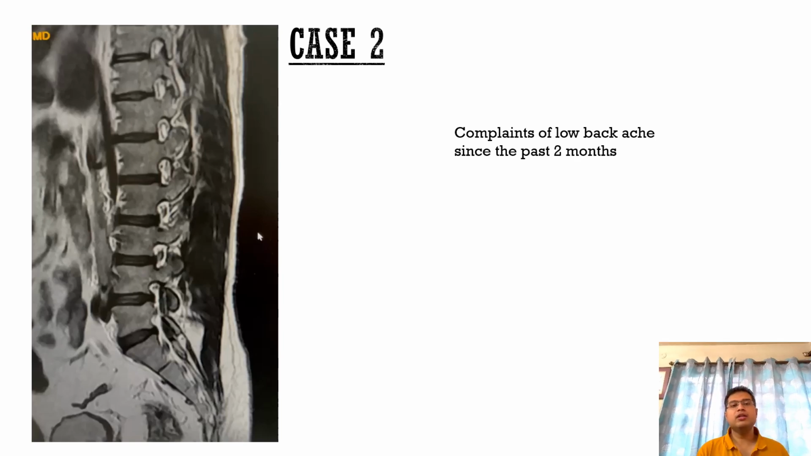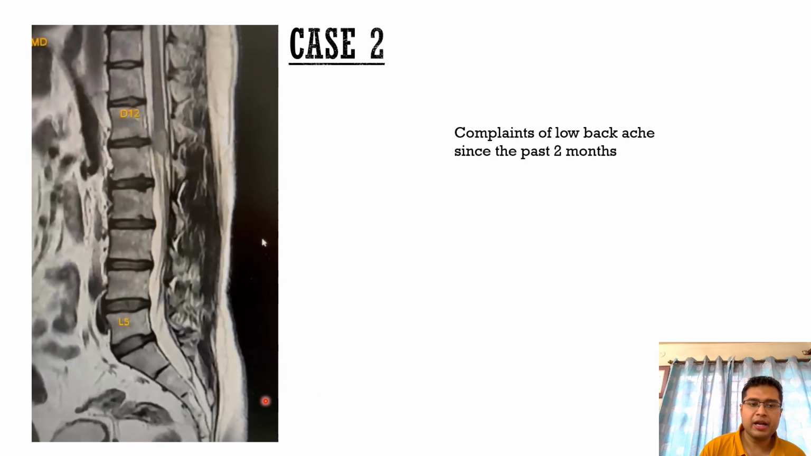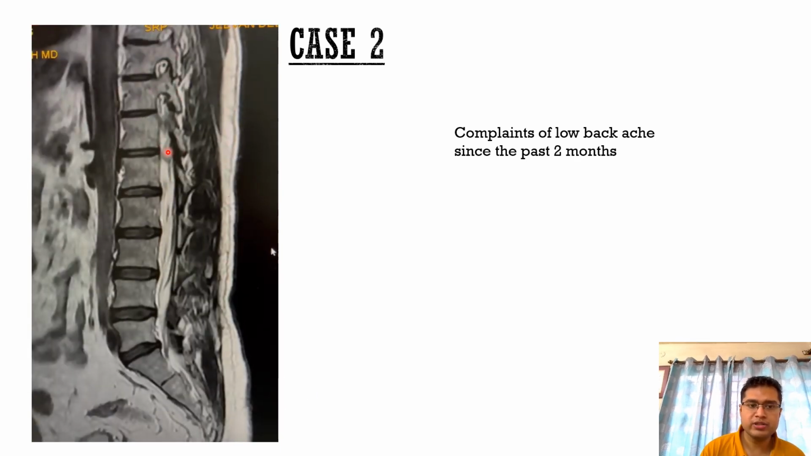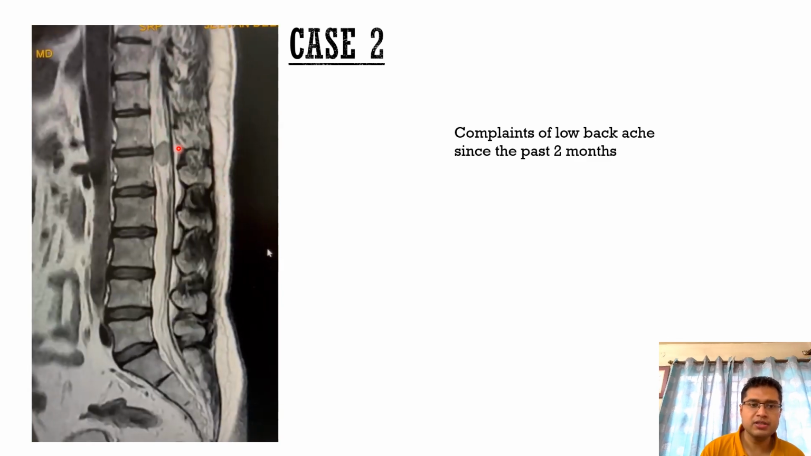So coming to another case, a companion case. Myxopapillary ependymoma is actually an intramedullary spinal tumor. And this is another case where the patient came with low backache since the past 2 months. And these are the MRI pictures, T2 weighted images, where you can see a well-defined lesion causing displacement of the cord on sagittal images.